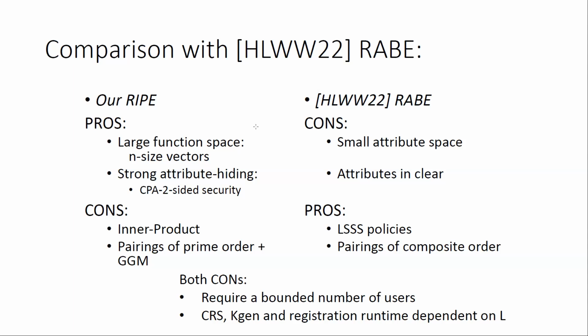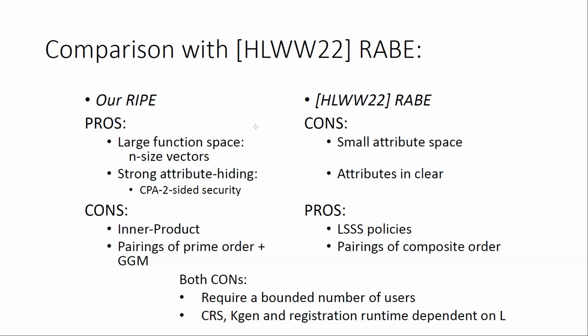We also achieve strong attribute hiding, also called CPA two-sided security in the context of predicate encryption, whereas they need attributes included. As cons, of course, Hohenberger et al. make contributions for all the linear secret sharing scheme policies. We are constructing RFE only for inner product, and we also require the generic group model, whereas for Hohenberger et al. it's sufficient to have pairings in the standard model, but in composite order groups.